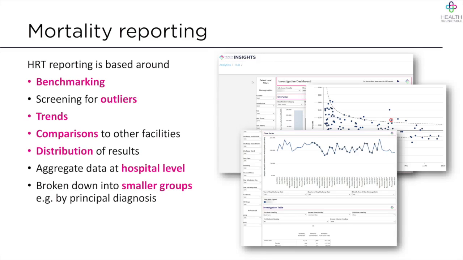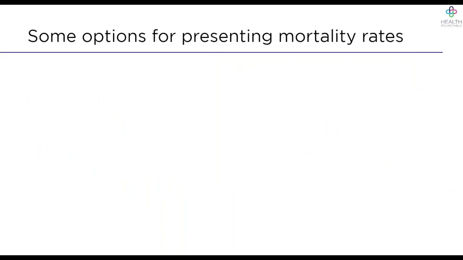We produce funnel plots, for example, to give feedback to our members so that they know where they are statistical outliers with respect to mortality rates. We produce trends. We have a variety of tools both online and also in static PDF type reports that are produced for our members. We produce comparisons to other facilities. We often produce distributions of results such as funnel plots, aggregate level data at a hospital level, and we also break it down into smaller groups. For example, we might monitor mortality rates by principal diagnosis.